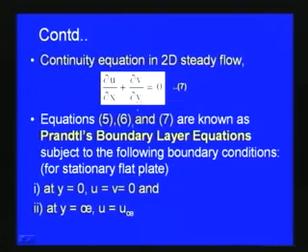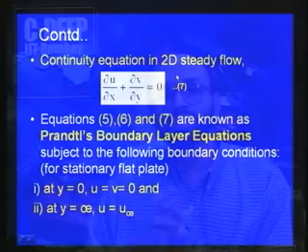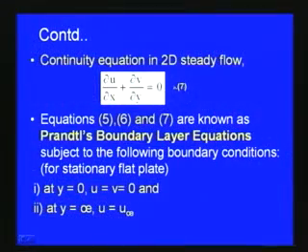Now the remaining equation is the continuity equation. The continuity equation for 2-dimensional flow we can write as del u by del x plus del v by del y is equal to 0, as in equation number 7. So, these are the equations as far as the boundary layer is concerned. We have already seen the equations for the potential flow, which we considered outside the boundary layer.